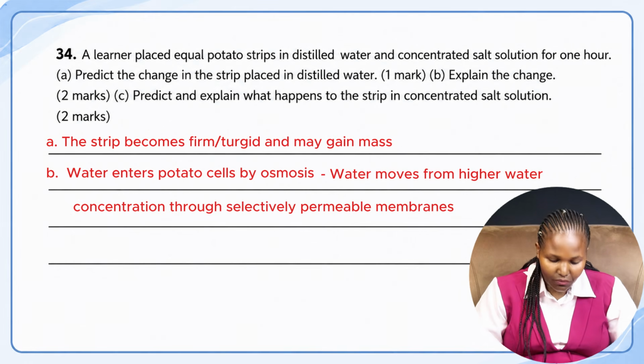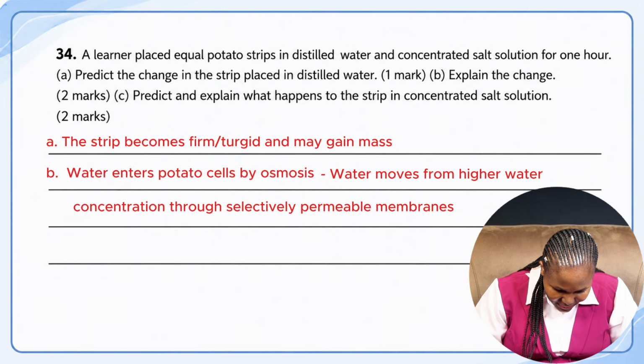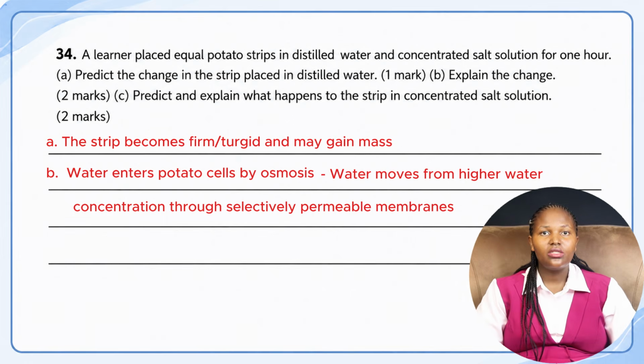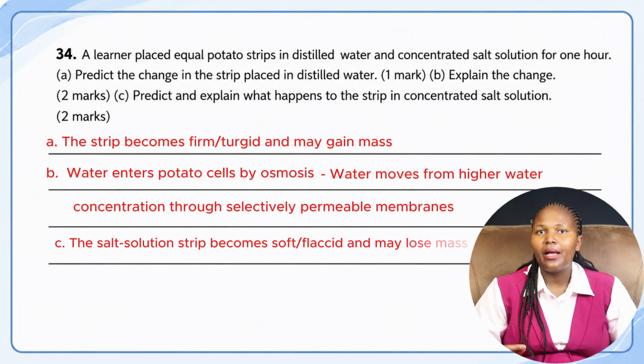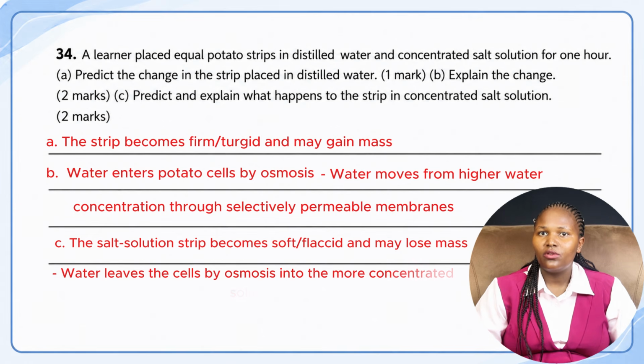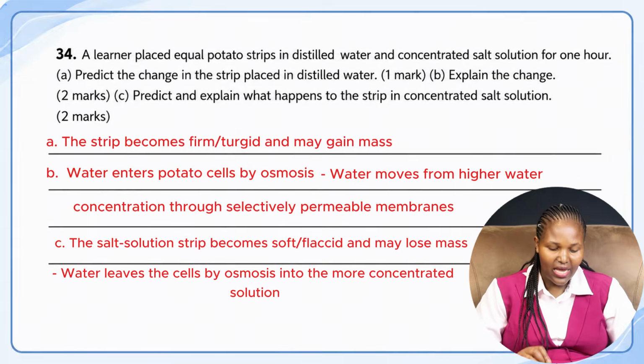And then for question C, it asks to predict and explain what happens to the strip in concentrated salt solution. Now, the strip in salt solution becomes soft or flaccid and it may lose mass. Why? Because the water leaves the cell by osmosis into the more concentrated solution. So, when you explain that process, you are going to be correct. With that, we move to question number 35.